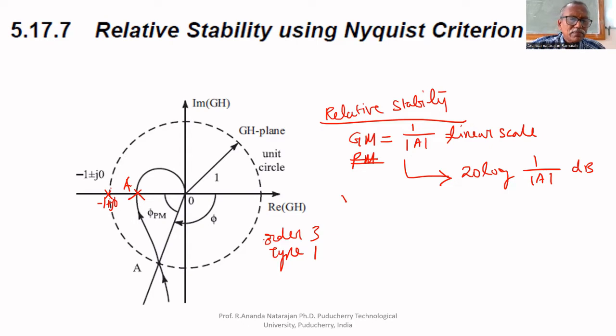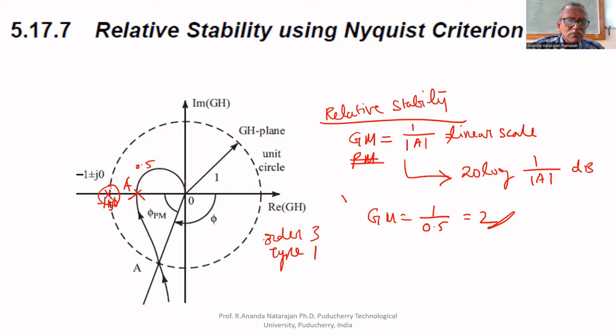What is the meaning? Suppose here gain is 0.5, what is the gain margin? Gain margin equal to 1 by 0.5, that is equal to 2. So, we can increase the gain by 2 so that the system will be on the verge of instability. That is gain margin. So 1 by modulus of A in linear scale. If you want to tell in decibel scale, we have to take 20 log 1 by modulus of A.